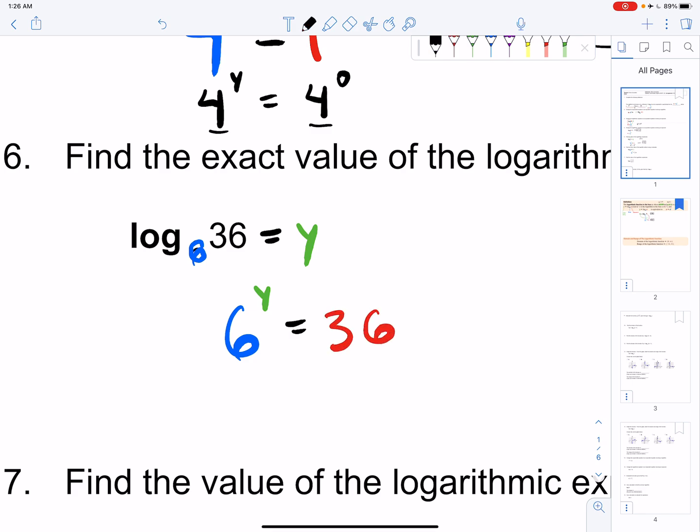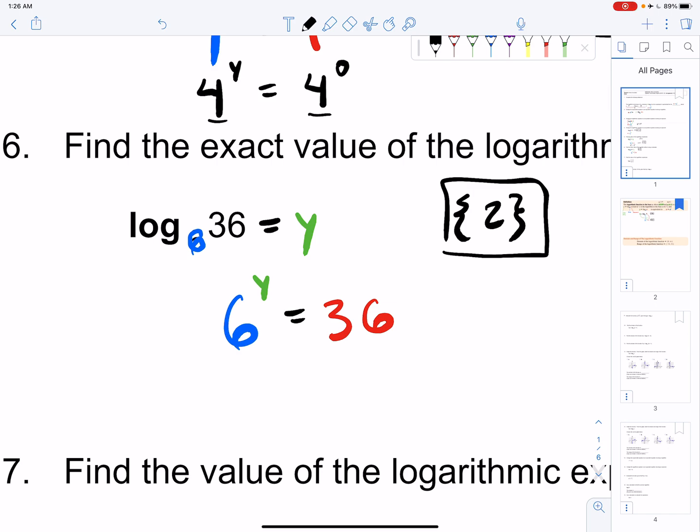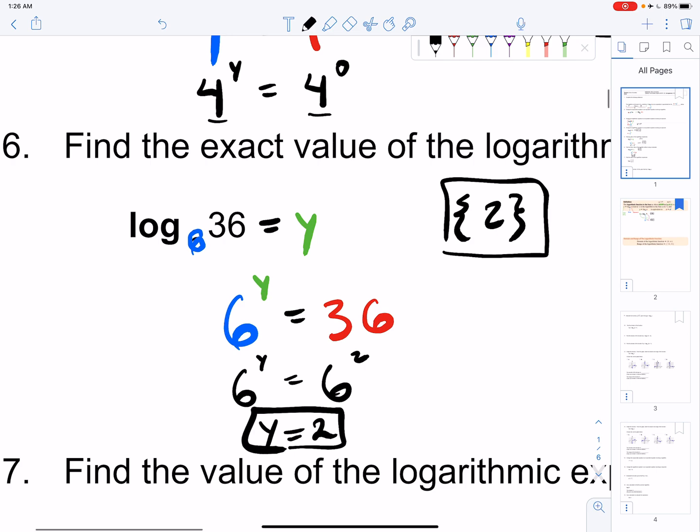Now you can probably guess the answer. 6 to the what power equals 36? Well, the answer is 2, isn't it? But if we're going to go through some of these motions, remember, since this is a base of 6, if I can write this as base 6, 6 to the second, then my exponents are equal. And that's how we did it in the previous section, right? So that shows that.